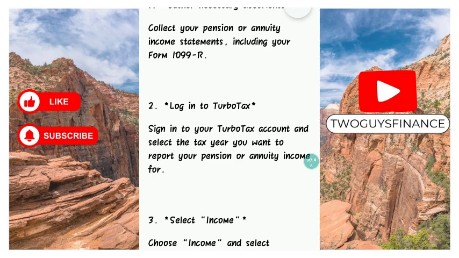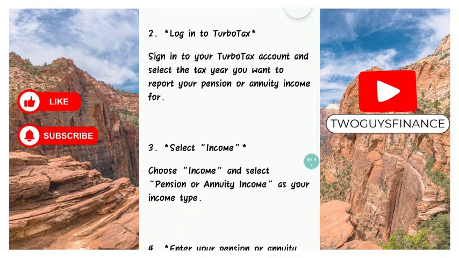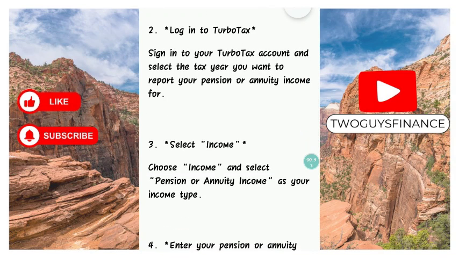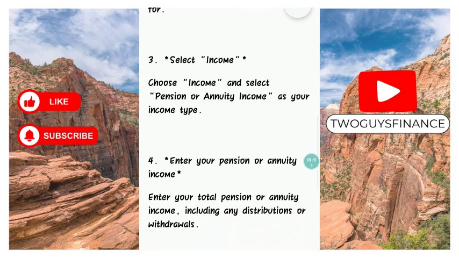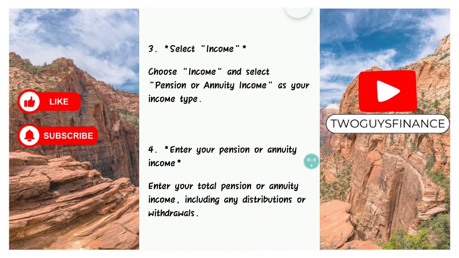And once you're signed into your account, just select the tax year that you want to report your pension or annuity income for. Next, just choose income, and then you're going to select pension or annuity income as your income type. Next step, just enter your total pension or annuity income, including any distributions or withdrawals.